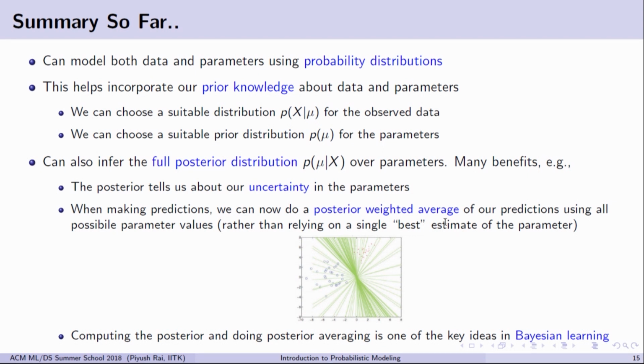And that is one of the key ideas in what is known as Bayesian machine learning. Probabilistic modeling is any modeling approach where we treat data and parameters using probability distributions. But Bayesian learning is the specific type of probabilistic modeling setting where we learn the full distribution. If we go for the full posterior distribution over the parameters, and use it to get posterior weighted averaged predictions, then we say that we are doing Bayesian learning.